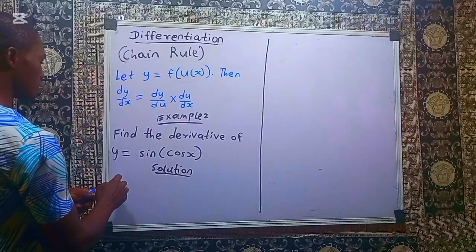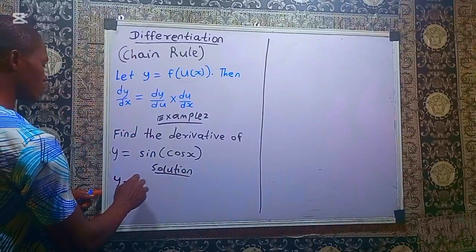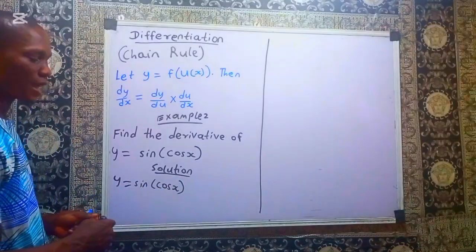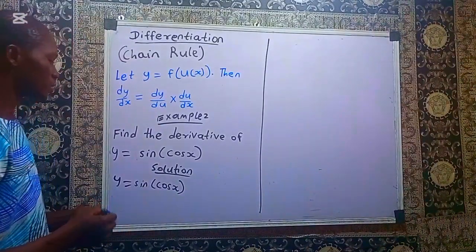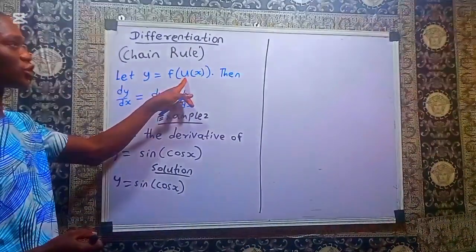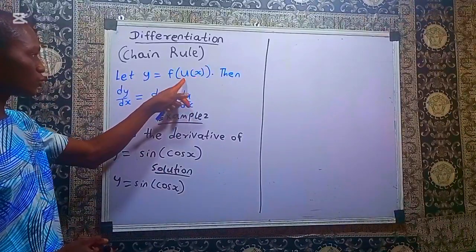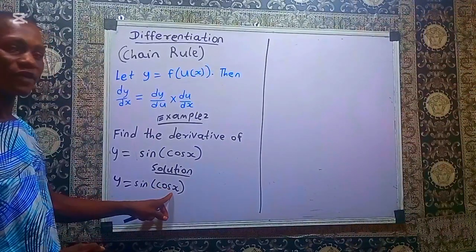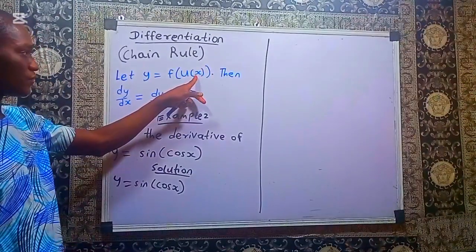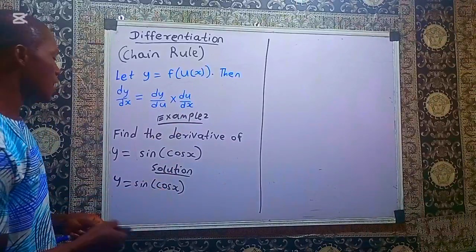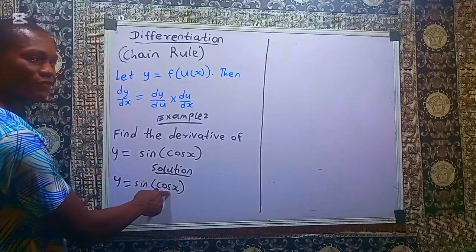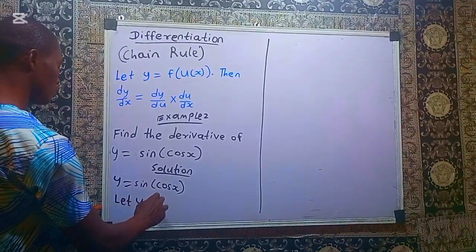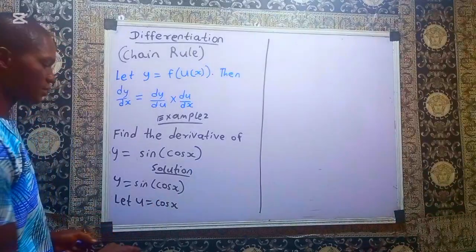So what is given to us, we have that y is equal to sine cos x, right? Sine cos x. So we need to identify this function of x, u of x, right? So what do you have inside the bracket here? What you have inside here is what? Cos x. This is the very function of x. That's u of x. We are going to call this very function of x u. So we are going to say let u be equal to cos x, right? That will be your u.